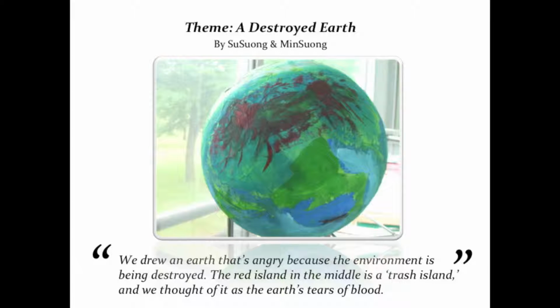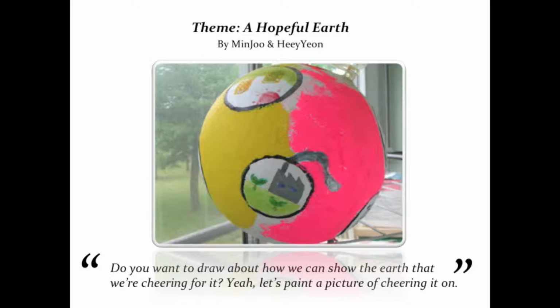This next one is the same destroyed Earth. They said, "We drew an Earth that's angry because the environment is being destroyed. The red island in the middle is a trash island, and we thought of it as the Earth's tears of blood." And here is a hopeful Earth. Do you want to draw about how we can show the Earth that we're cheering for it? Yeah, let's paint a picture of cheering it on.